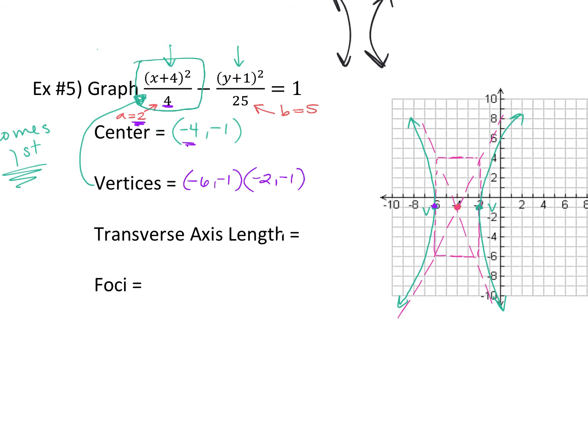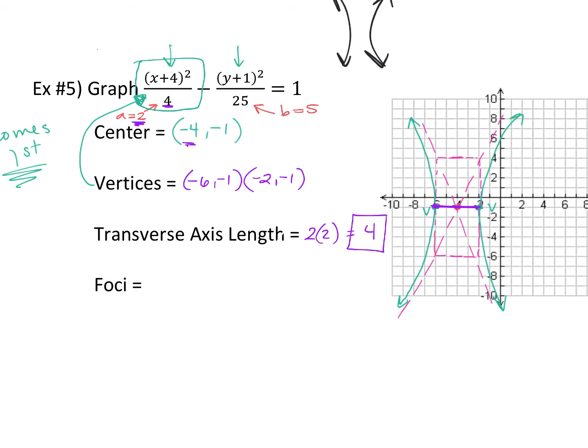Okay. Your transverse axis length. Do you remember what your transverse axis is? Distance between what? The vertices, right? This is your transverse axis. So your transverse axis length is always double your a value if it's this type of hyperbola, or you could just count it. That is 4 units, okay? So 2 times 2, or 4, would be your transverse axis length.